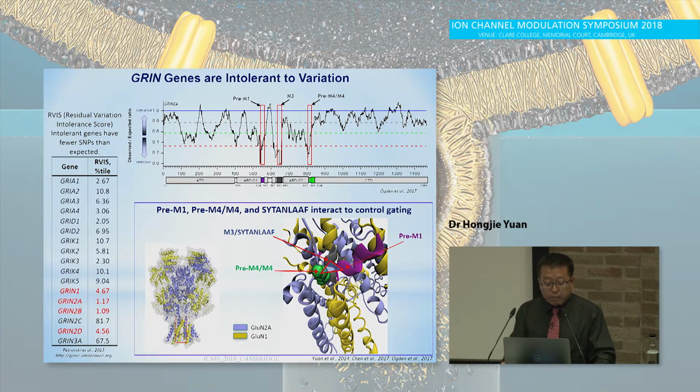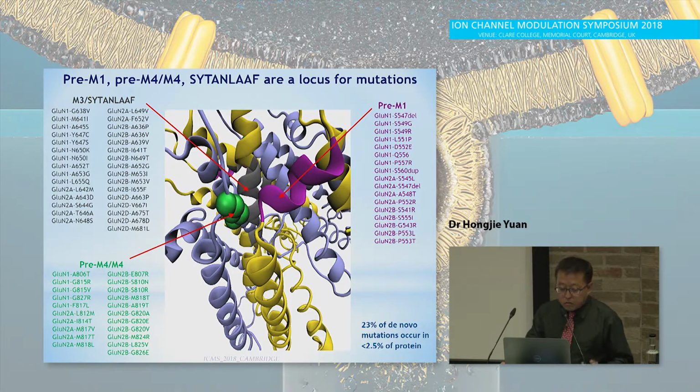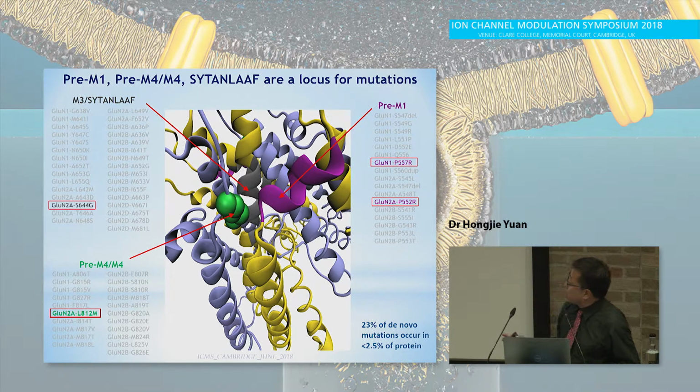Our work and other labs' work suggested these 3 regions, pre-M1 helix, M3 transmembrane domain, and this pre-M4 domain are the control elements for channel gating. Indeed, these small regions host significant numbers of disease-associated de novo mutations. This is an incomplete list of published and unpublished missense mutations. Today I will focus on 4 missense mutations.